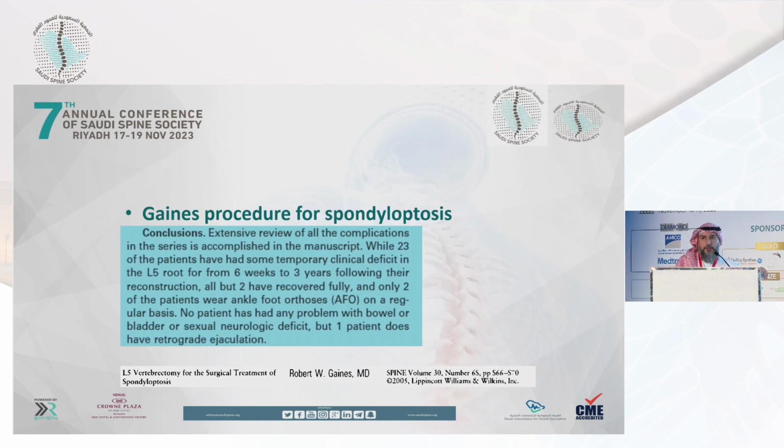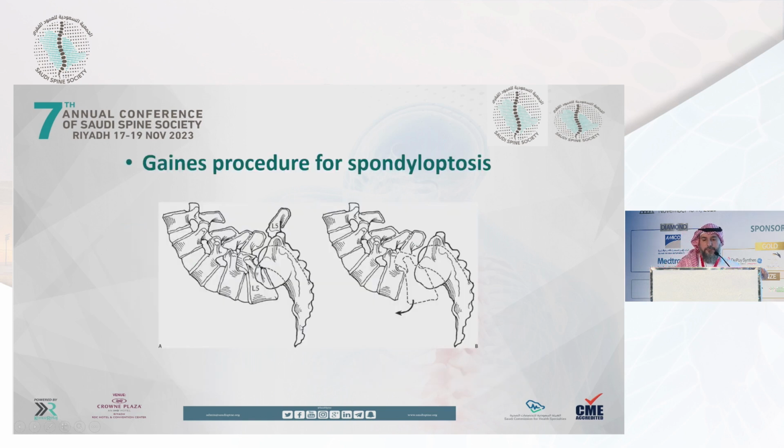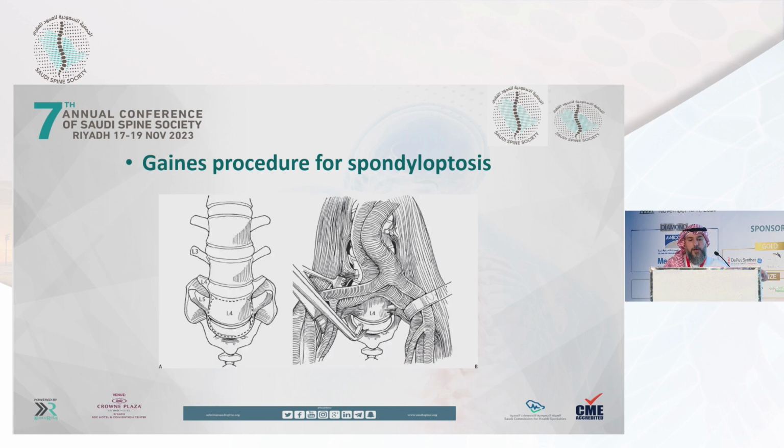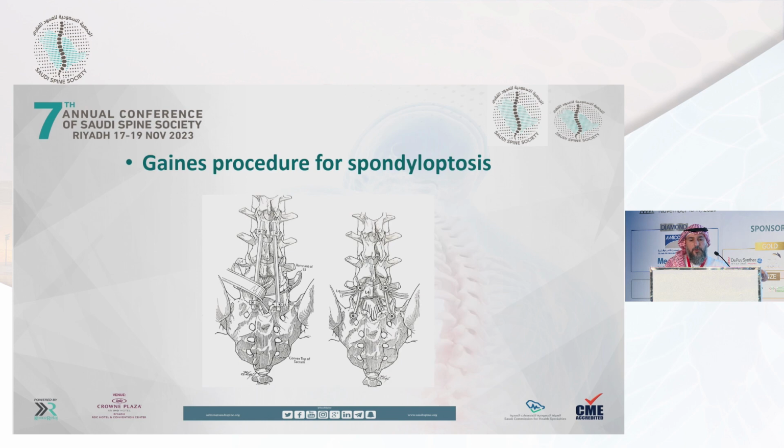Classically, there is the Gaines procedure, which is the excision. It's reported with some patients having permanent disability, permanent foot drop and sexual dysfunction. So that's why it is considered a morbid procedure, and that's what was mentioned by the previous colleague. The Gaines procedure is that you go anterior, you see the L5, you remove L5, and then you reduce L4 to the L5.